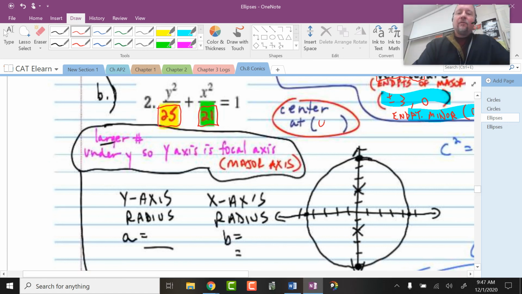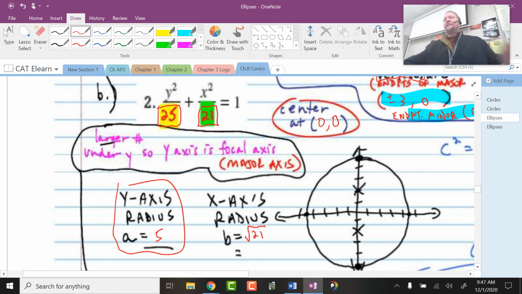Okay, so the center is 0, 0. What is the y-axis radius? That one's a little bit easier than the x-axis radius. What do I have to do to get the x-axis radius, or what is it specifically in exact form? Square root of 21. That's the exact form, but that doesn't help me in graphing, like putting it on a coordinate plane. So the square root of 21, I'll do for you, is 4.6. Notice how close these are? That means this is almost circular. So I already did the sketch: 5 right, 5 up, 5 down.